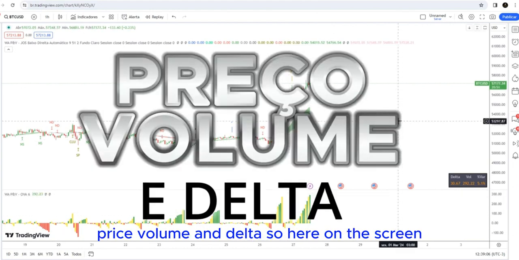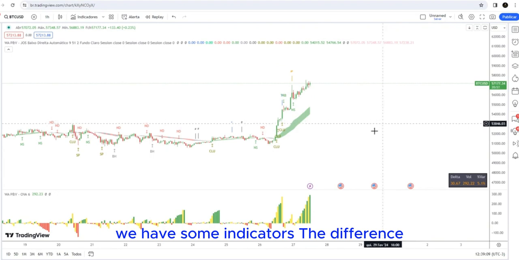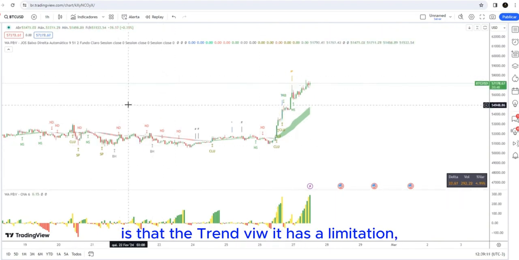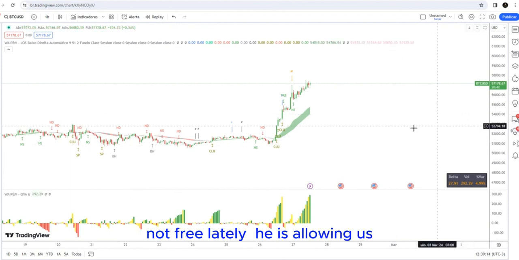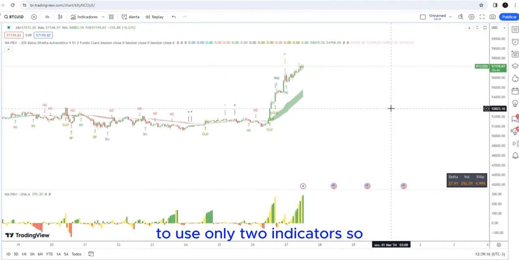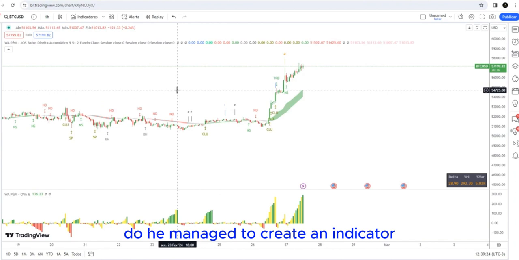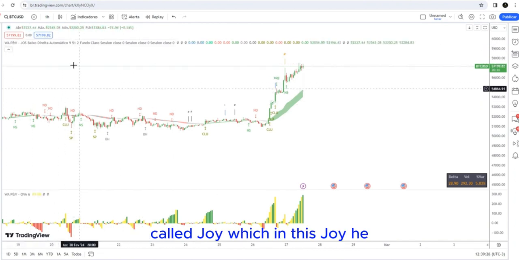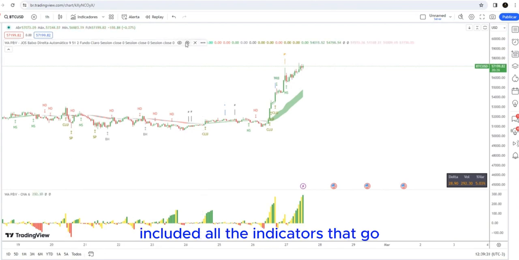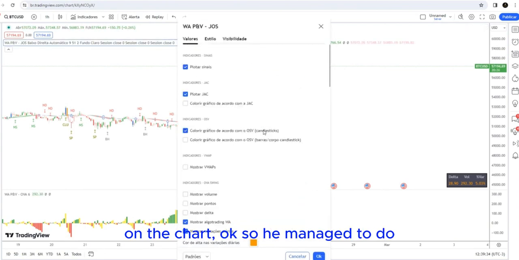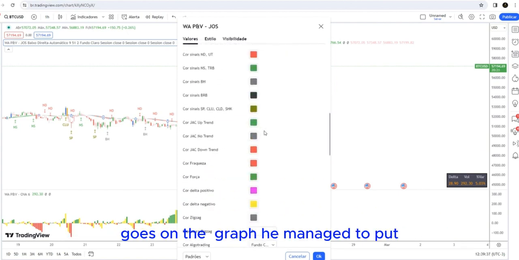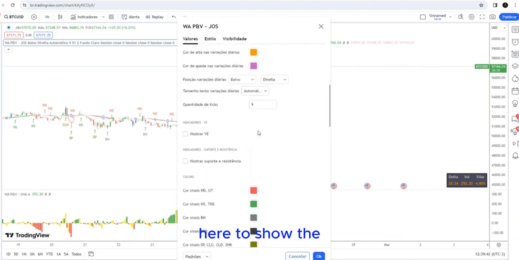So here on the screen, we have some indicators. The difference is that TradingView has a limitation. Lately, not free, it is allowing us to use only 2 indicators. So what our programmer managed to do was create an indicator called Joy, in which he included all the indicators that go on the chart.